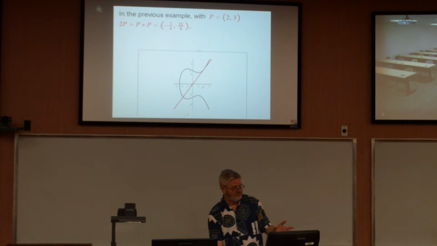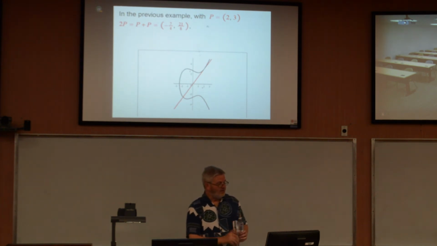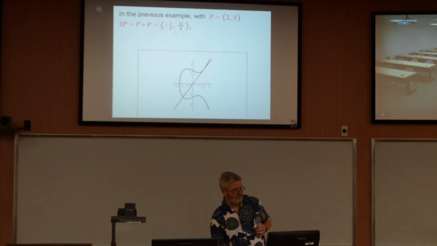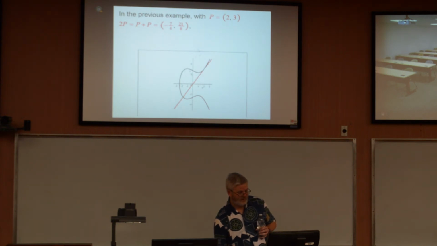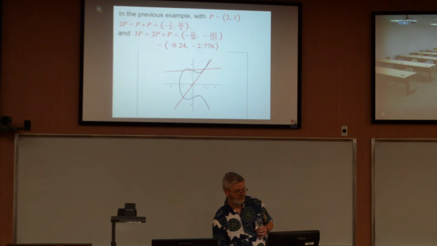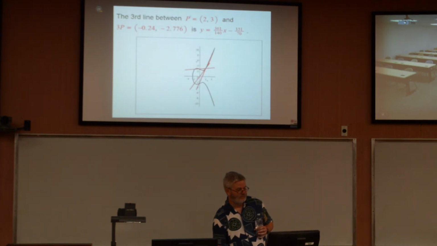All right, so in the previous example, let's talk about how we use the addition. With P equals (2, 3), then 2P was the reflection of this intersection point down here. It was the point up here, right? Now, if we do the secant line, 2P plus P, that gave us 3P. So 3P is 2P plus P, and that gave us the reflection of this new intersection point. So 3P is down here, where x is negative, but not very negative, and y is negative 2.776. The third line between P (2, 3) and 3P is given by this line.